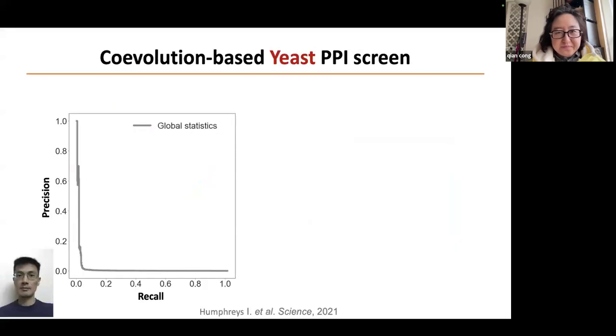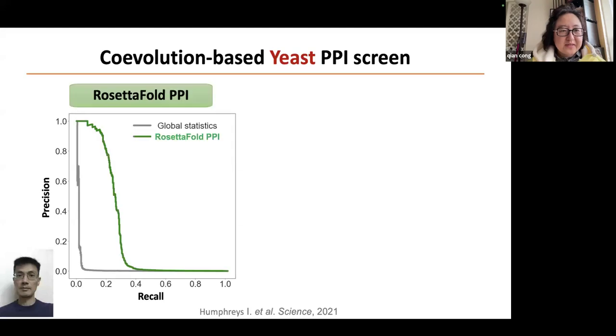So then as we start to move from E. coli to yeast, the first thing we see is that global statistics, a method that works pretty well in E. coli, completely does not work. As I said, in this precision versus recall curve, the area under the curve reflects how well the method works. So you can see you can't predict much.